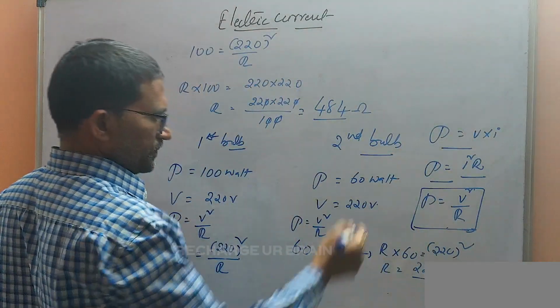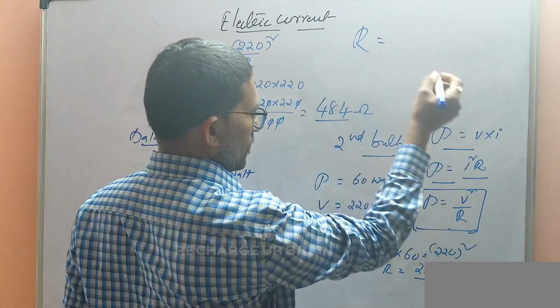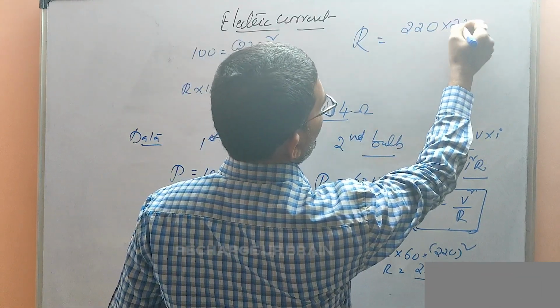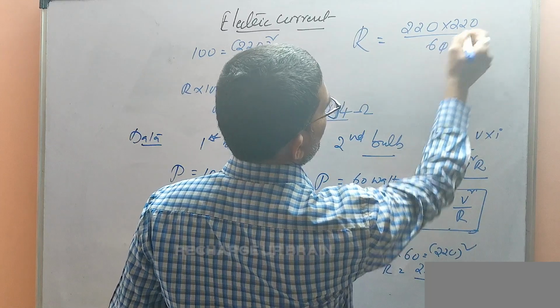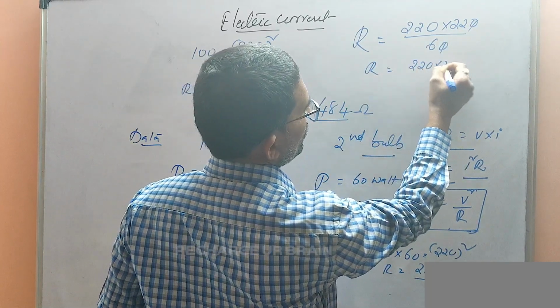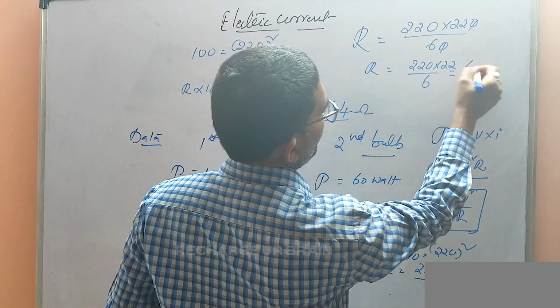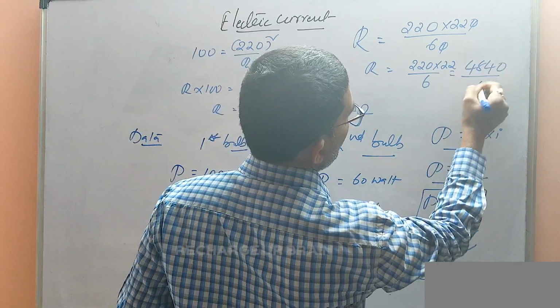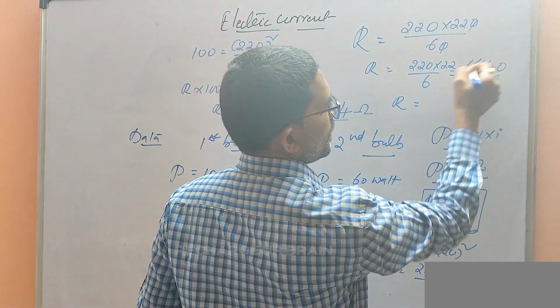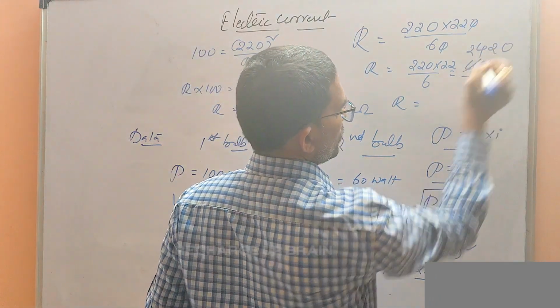Then see, R is equal to 220 into 220 by 60. The zero gets cancelled. R is equal to 220 into 22 by 6. It will become 4840 by 6. Then if you do the cancellation process, 2 3s are 6, 2 2s are 4, 2 4s are 8, 0.